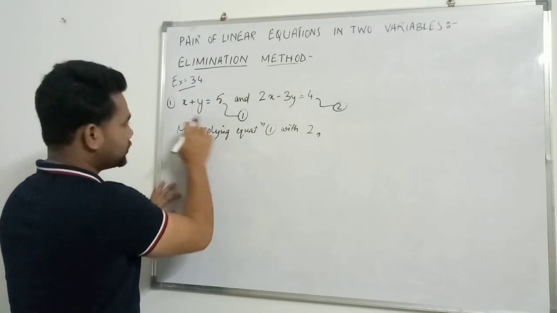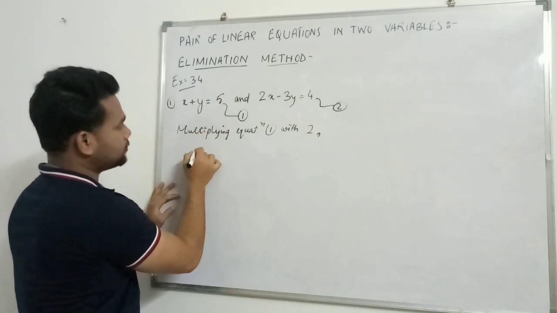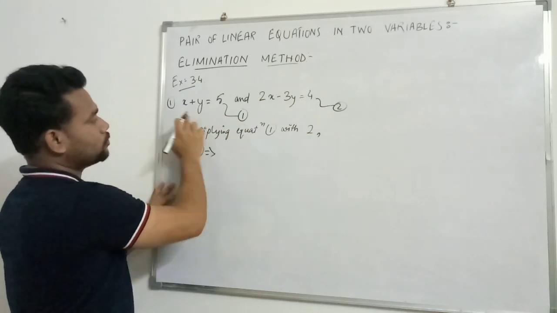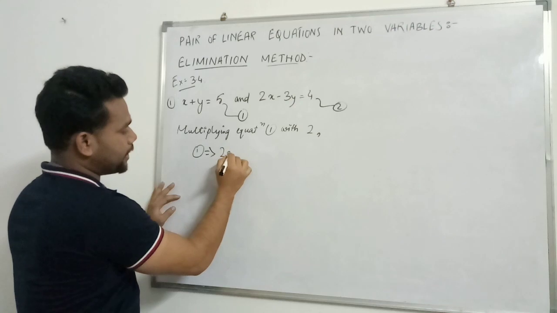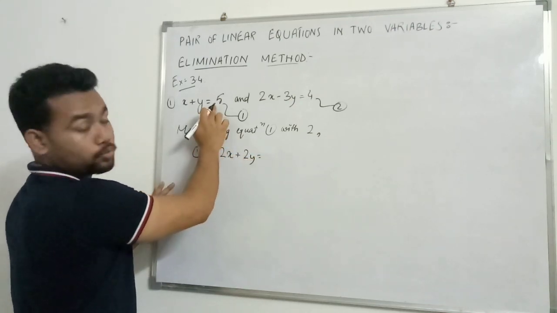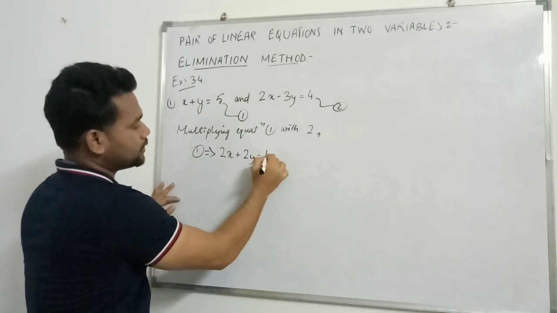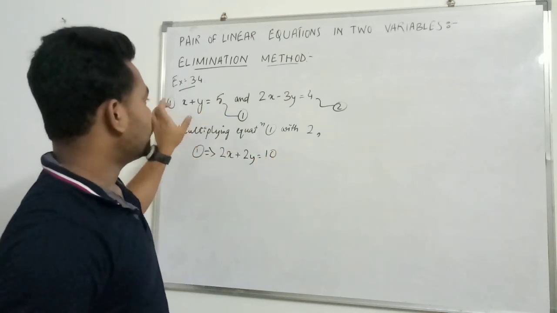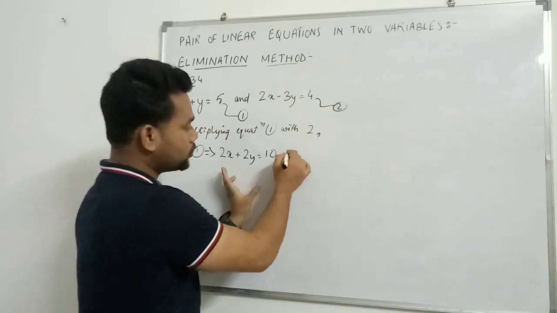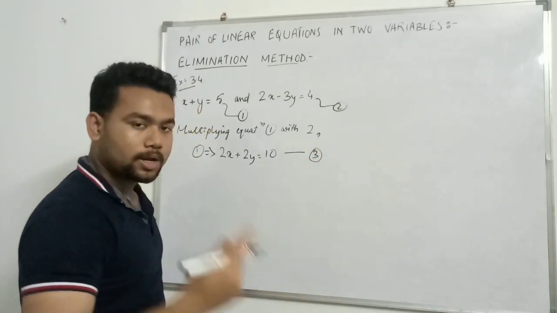we have what? If we multiply 2 by this, equation 1 changes to 2 into x, twice x, then twice y, then 2 into 5. The right hand side will also get multiplied, right? So 2 into 5 is 10. See, your first equation changed into another form, right? So mark it as 3. Got it? You find 2 equations.